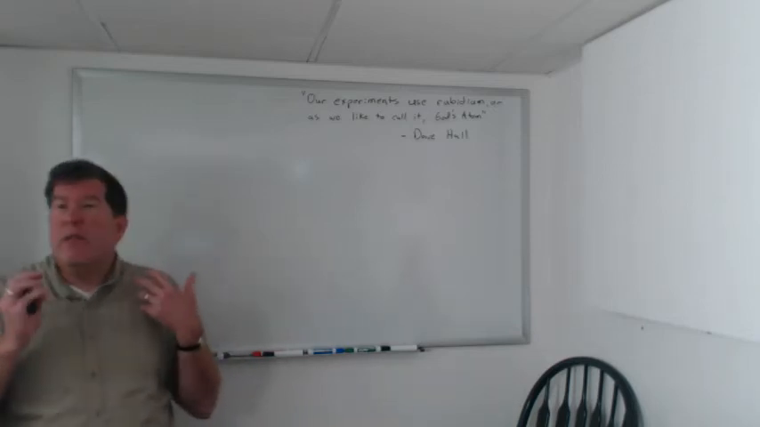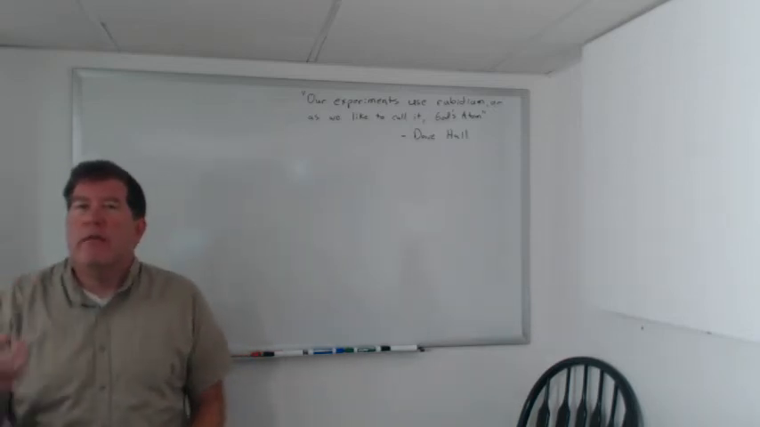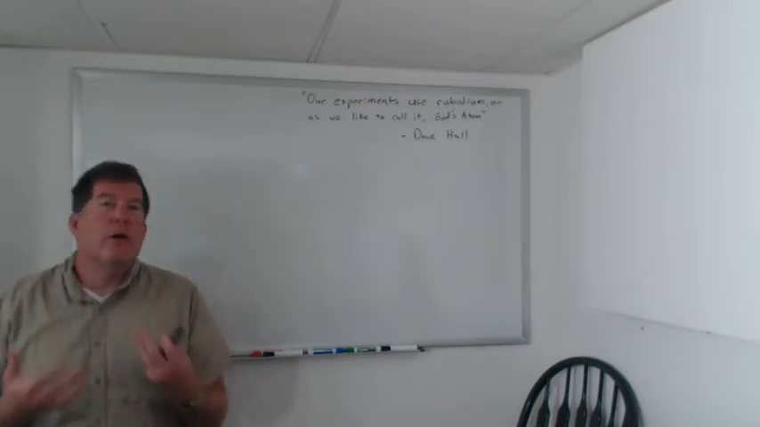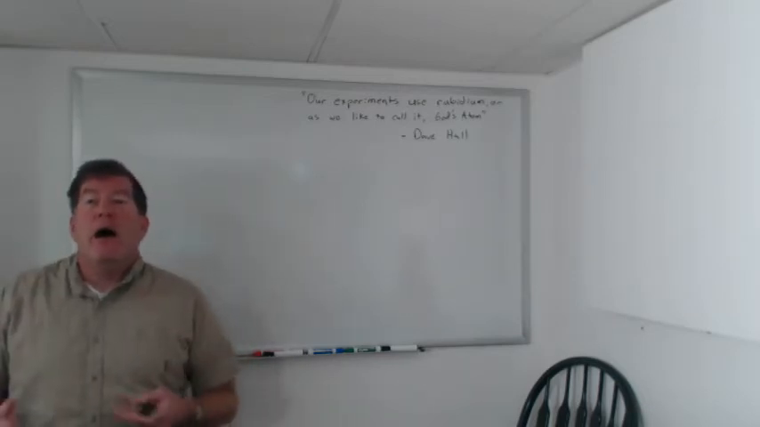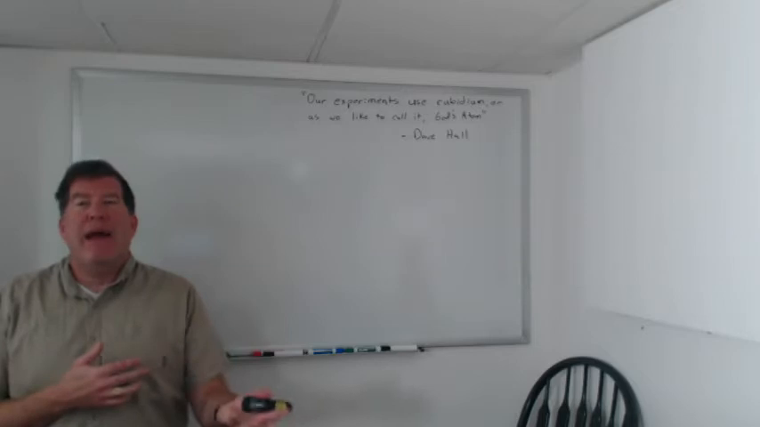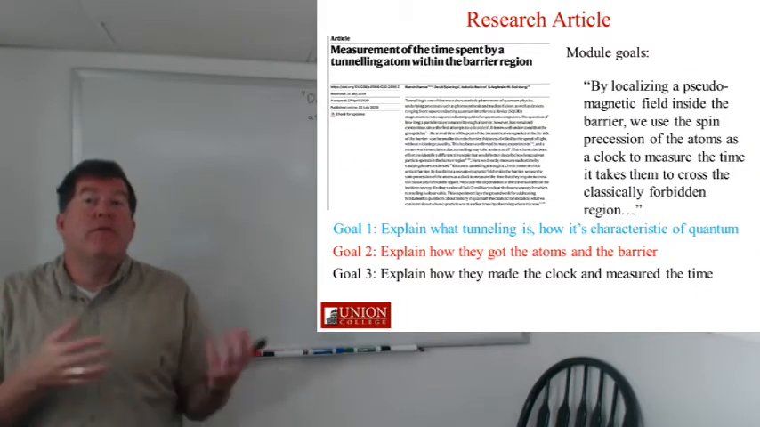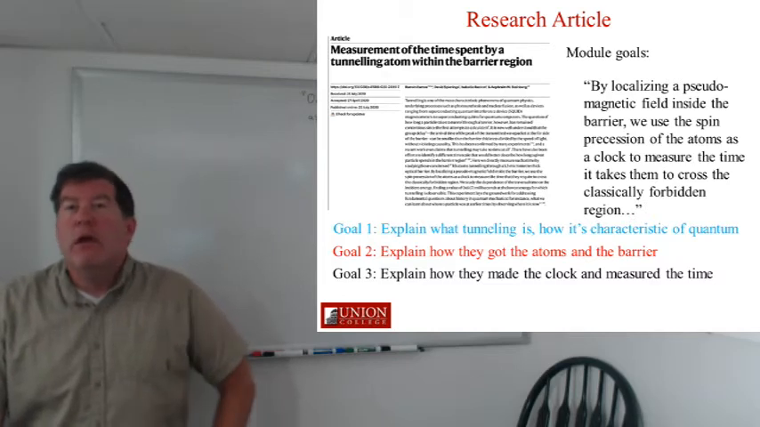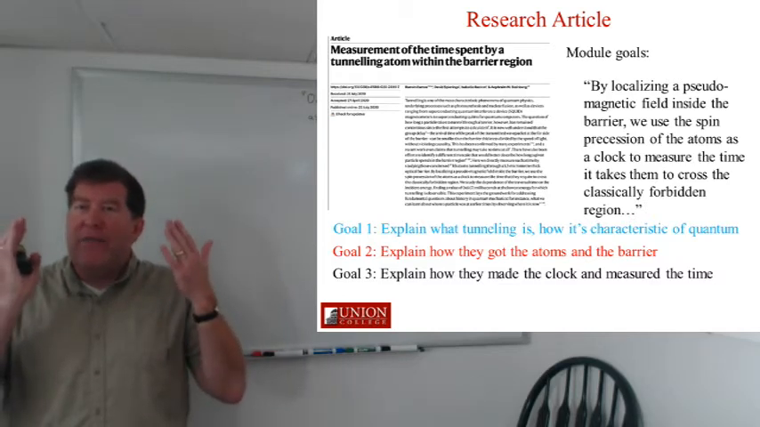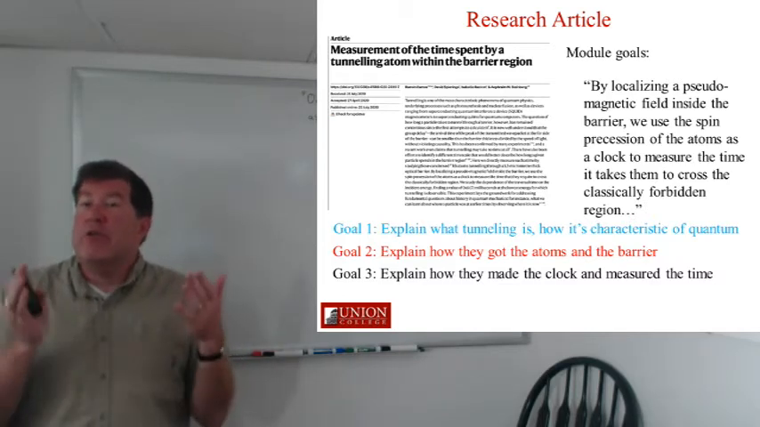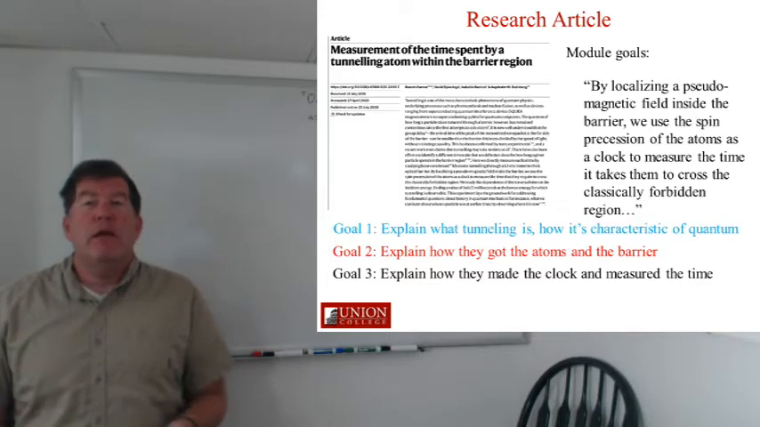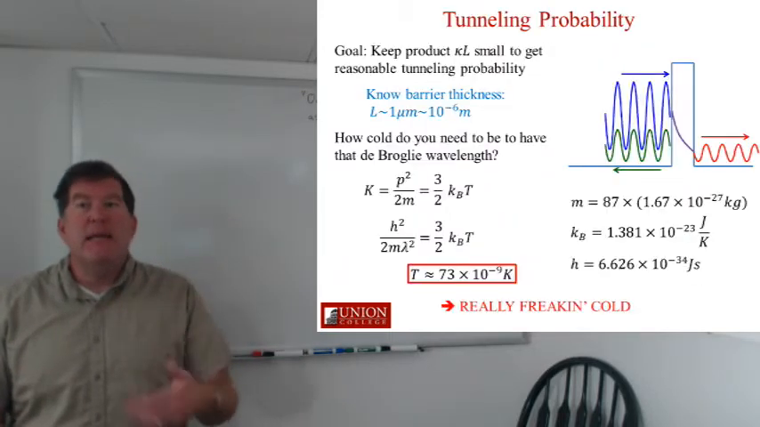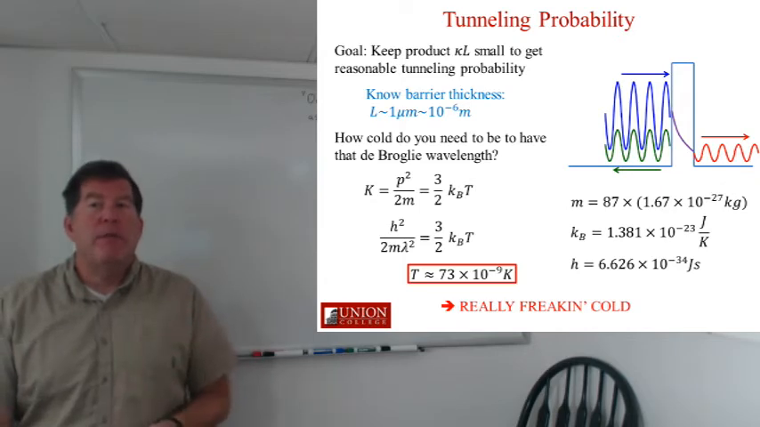Okay, this is approximately the fourth lecture in the live classes, and we're talking here about how to get the atoms in the barrier that are used in this tunneling measurement that we're talking about in this module. So they have a sample of atoms at extremely low temperatures that they use to be able to see the tunneling with a reasonable probability.